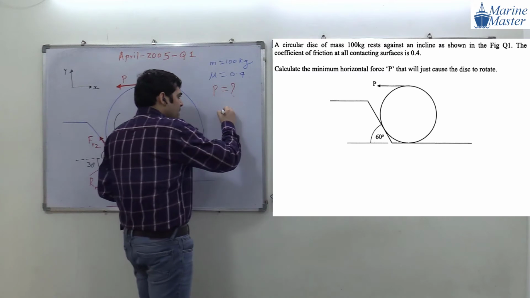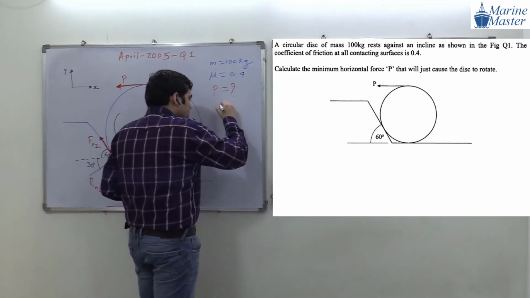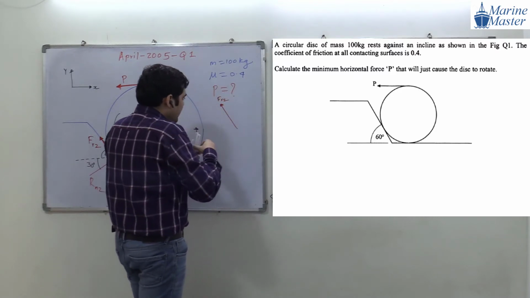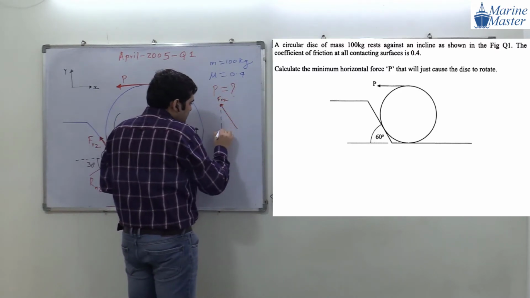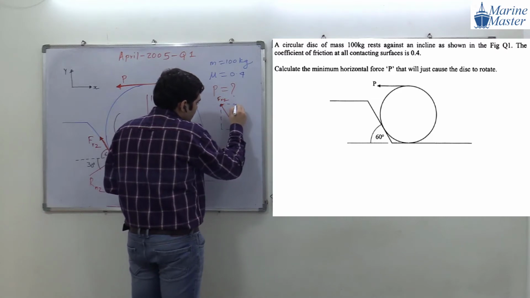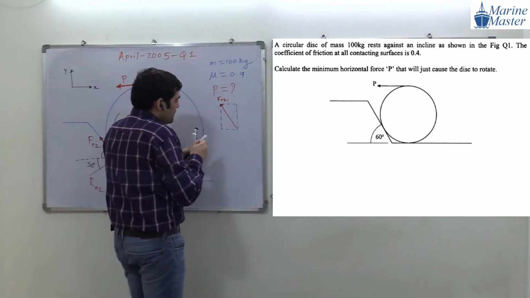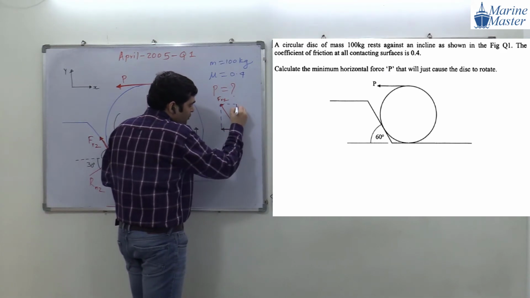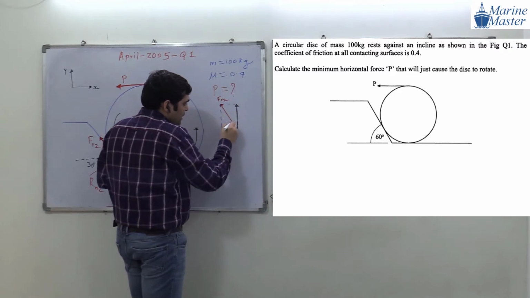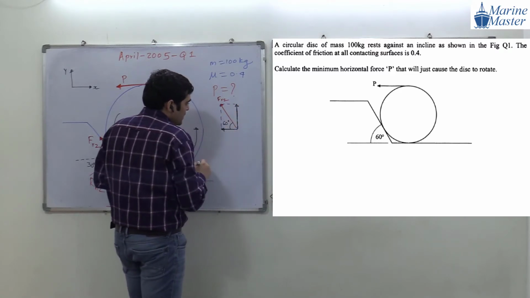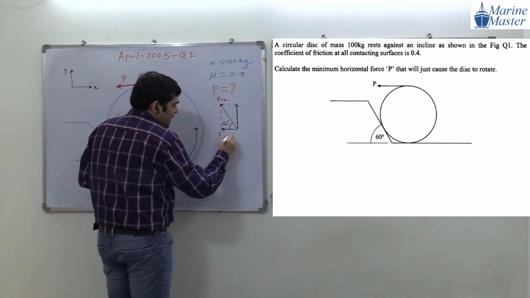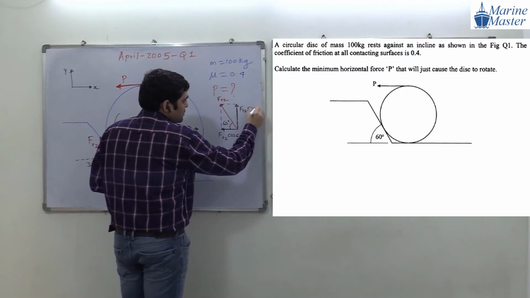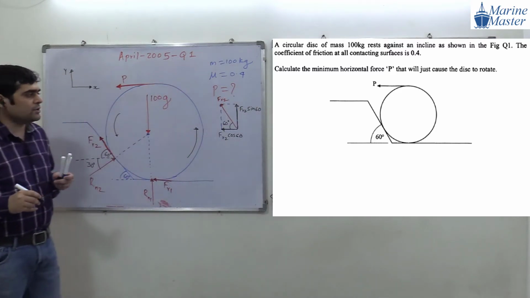So this is our Fr2, guys. Observe these things, everyone. How to take the components? We form a rectangle like this. This will be one component of Fr2, and this will be another component of Fr2. This angle is 60 degree. So this will be Fr2 cos 60, and this will be Fr2 sin 60.